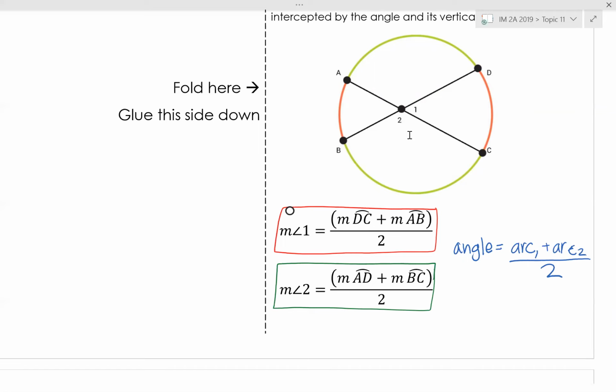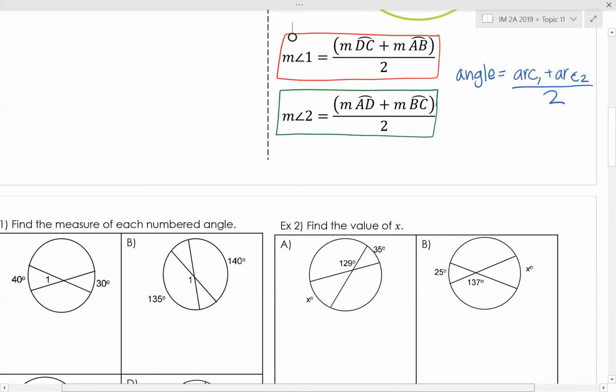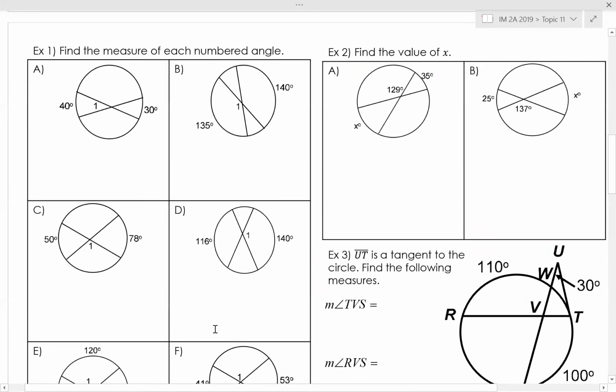Okay, so in these problems, we're going to be using that formula the entire time to solve for missing angles and missing arcs. So we're going to skip around again. I'm only going to do some of these. I'm going to start with the first one because it's basic.